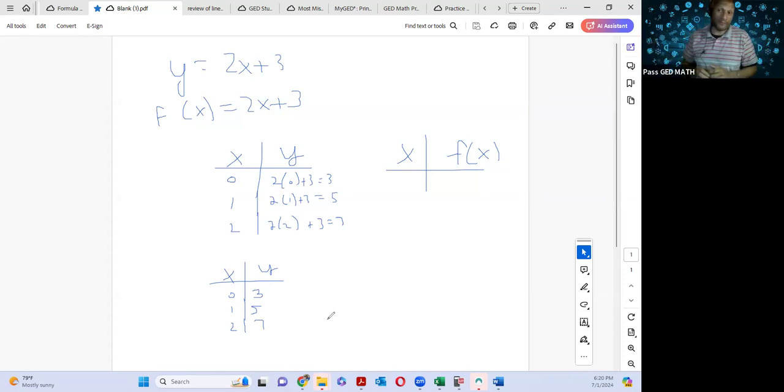That's all they want. And when you have to evaluate a function, you're just plugging in something for X. So for this, they'll have something like F of 0, F of 1, F of 2. This number inside the parentheses is your X. So it's just saying evaluate this function when X is 0. Again, we get 3, 5, and 7. They're the same type of problem.